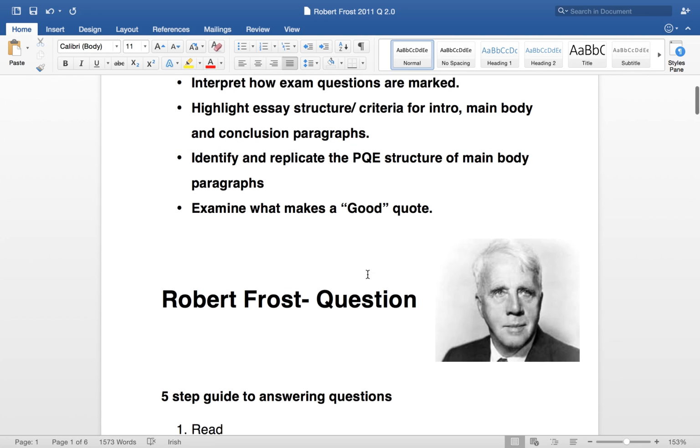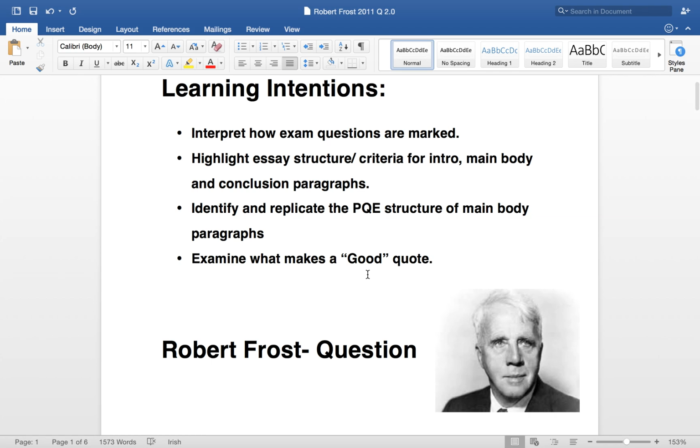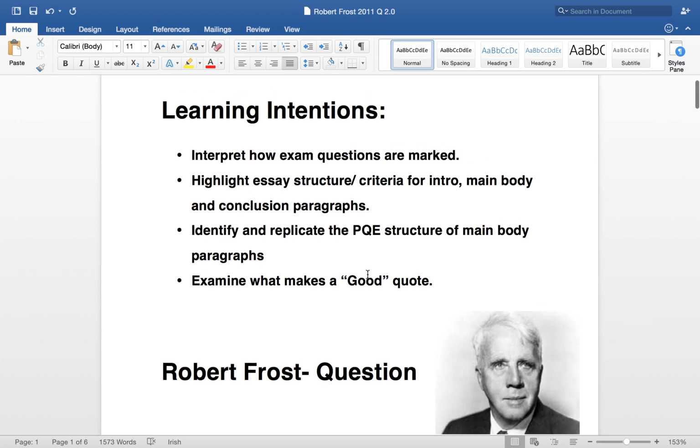But I'm just going to walk through the Robert Frost question first. And also, if you can't submit the question through Teams, you can always just email it to me as a Word document. Okay. But anyway, our learning intention for today is to interpret how exam questions are marked. So we'll be looking at marking schemes. We'll be looking at questions and deconstructing those questions. We've done things like this before, but we'll have a look at it again.